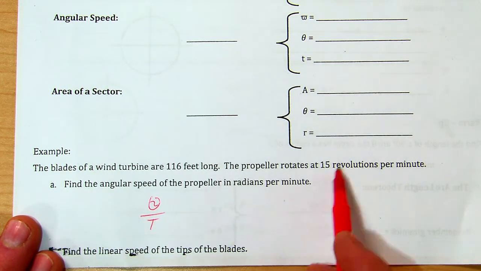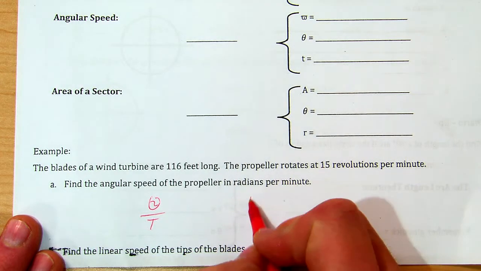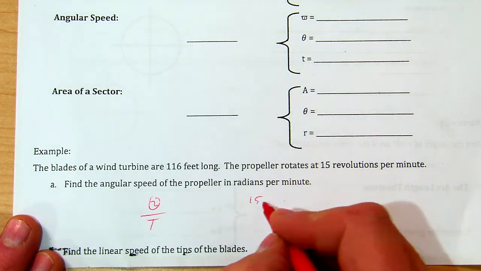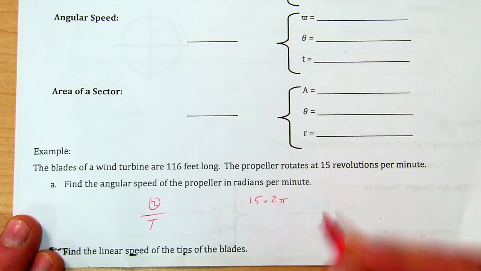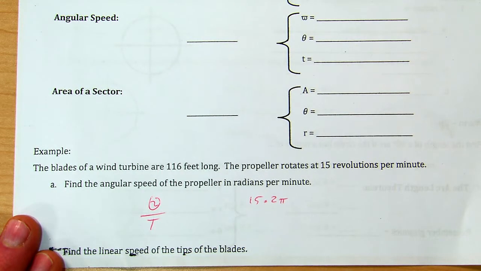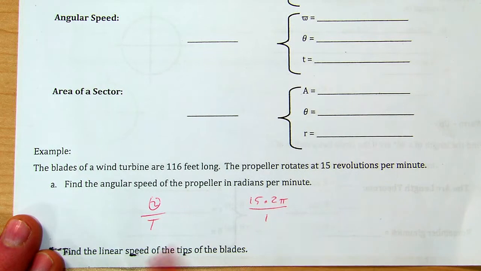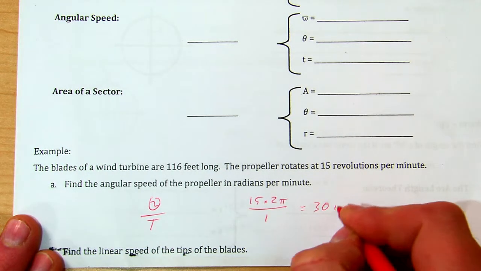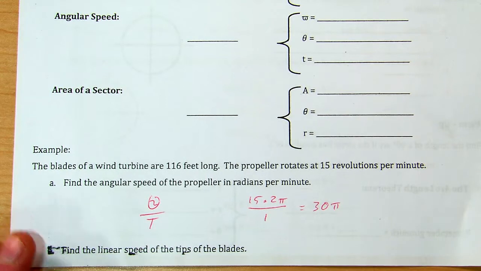Well, first of all, there's 15 revolutions, so 15 per minute. Every single revolution is worth 2 pi, so we're going to go 15 times 2 pi. Now we need to divide by time, and it says per minute, so that's just for 1 minute, so our answer is just going to be 30 pi. If you want to give your answer like that, as the speed is 30 pi radians per minute, that would be fine, or you can go on your calculator and push 30 times pi.